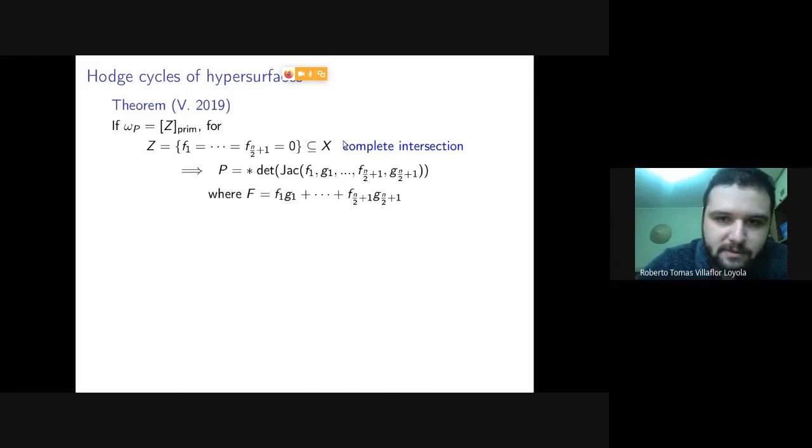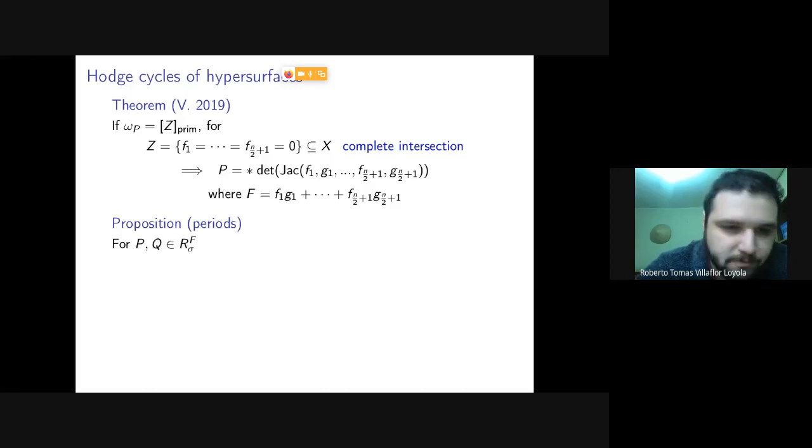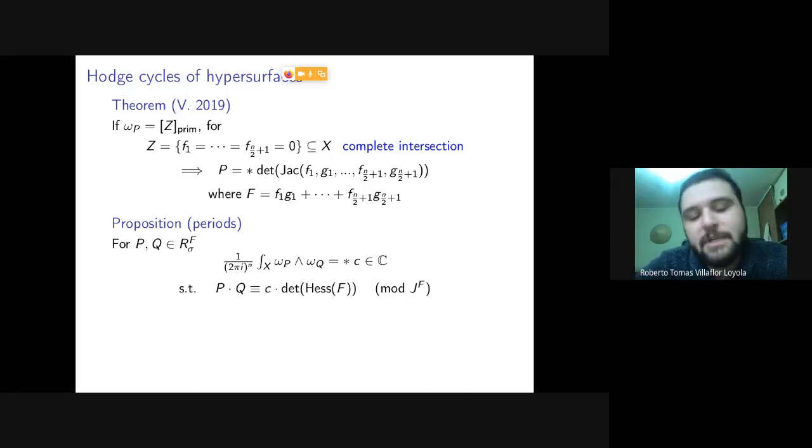So this is giving us a very, very partial answer to the second question. Maybe we don't know, just looking at P, if the class is an algebraic cycle, but we know that if the algebraic cycle is explicit enough and it's a complete intersection, we can produce one representative of the polynomial P. Now, regarding the first question, we can try to use this result to give a very, very partial answer to it.